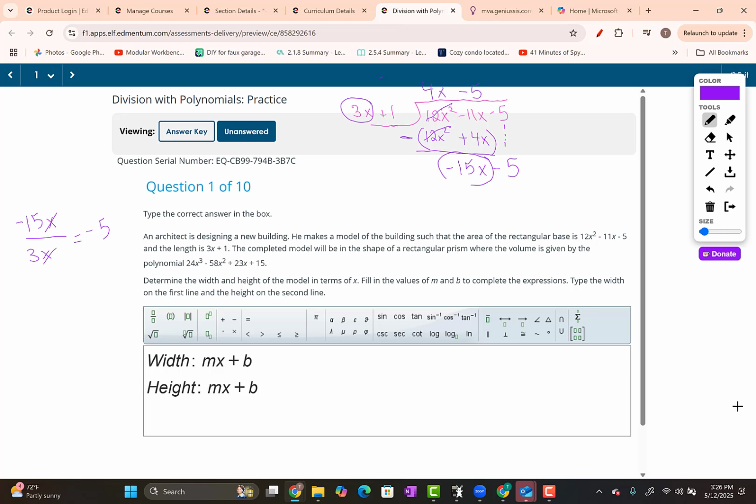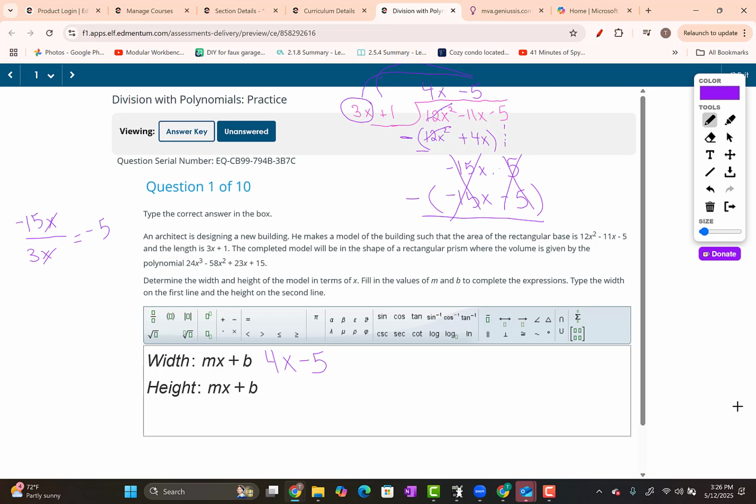And then to finish this off, we're going to multiply again. We take negative 5 and multiply it by 3x. Negative 5 times 3x is negative 15x. Negative 5 times 1 is negative 5. Now when we subtract these two terms from the terms above it, typically if we don't have a remainder, these are going to cancel. We have no remainder. So our width is 4x minus 5.